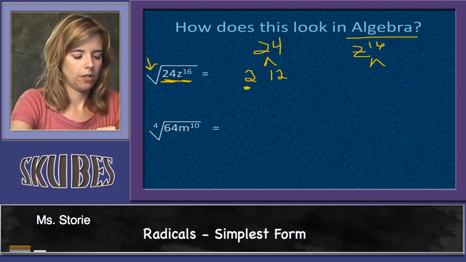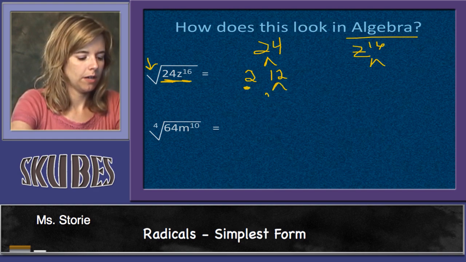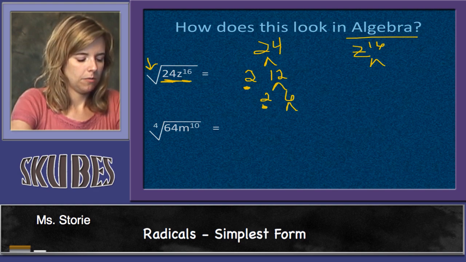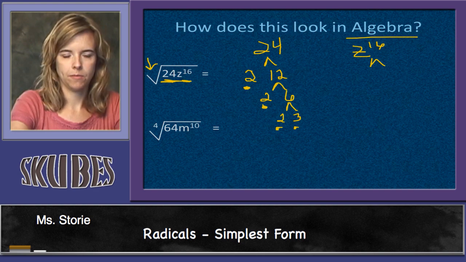2 is prime, so we're good. 12 is not. Let's go ahead and break them down into 2 and 6. You could have done 3 and 4. It'll still work. 2 is prime again. Now let's break down 6 one more time, and you're going to get 2 times 3, and those are all primes. So we broke them down into primes.